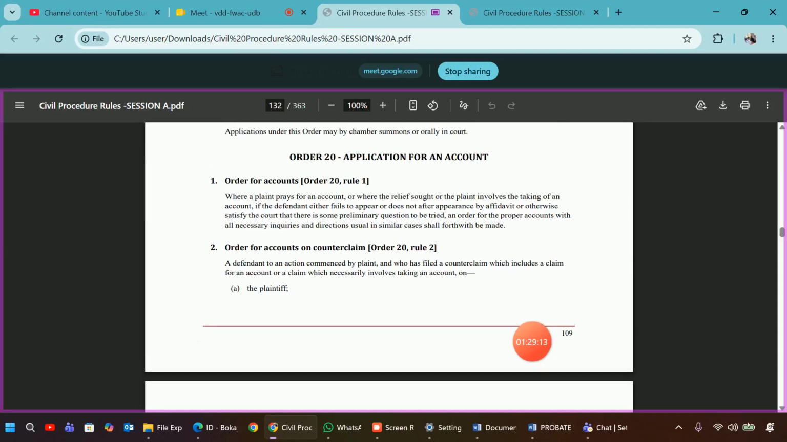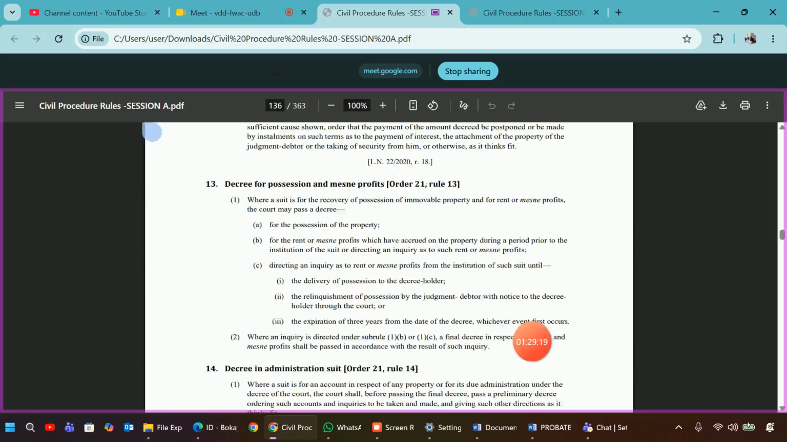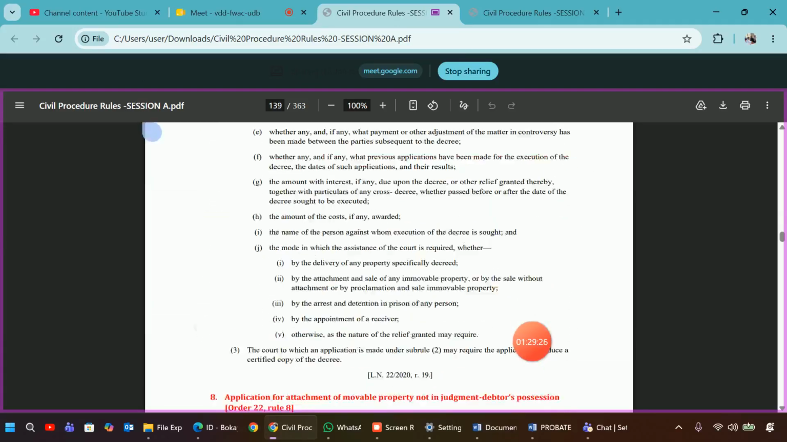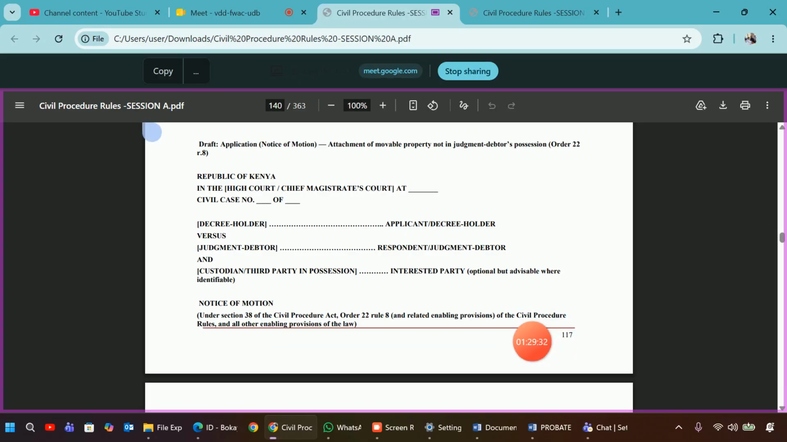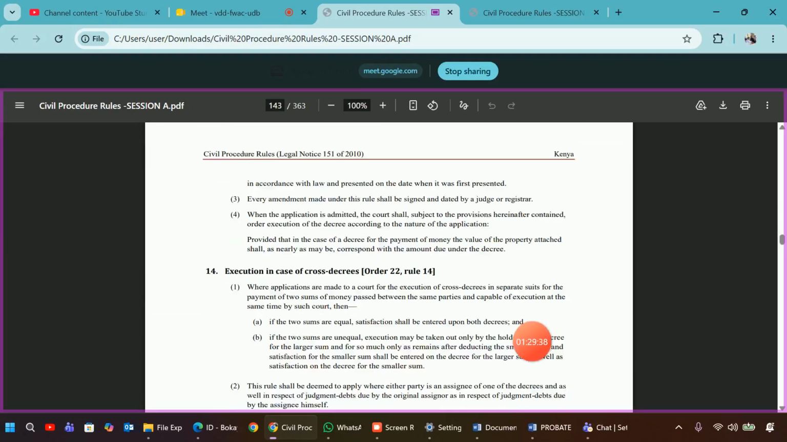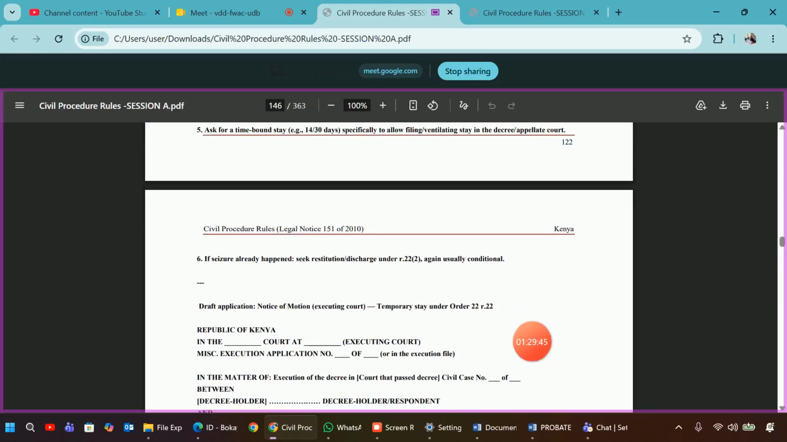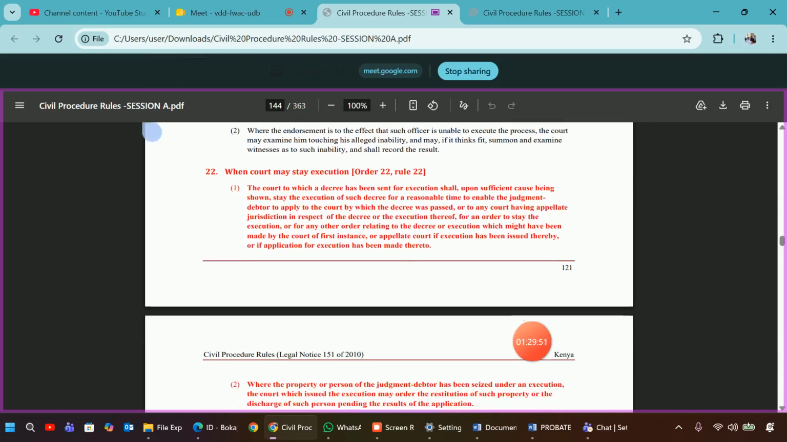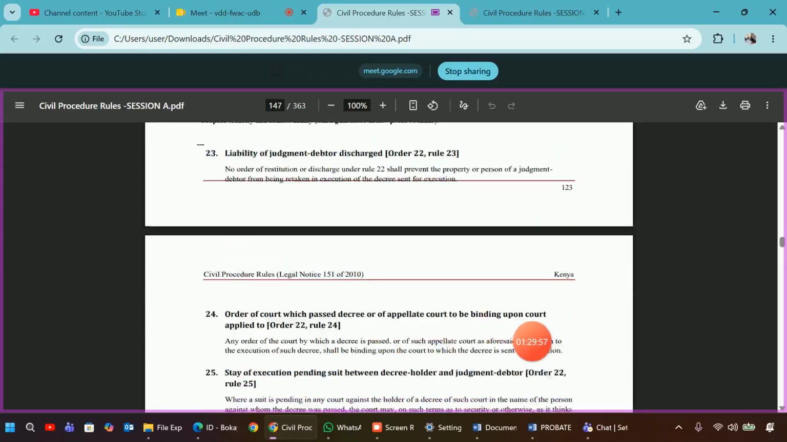We have application for an account. We have judgment and decree. We have execution of decrees and orders. How do you execute? We have attachment of movable property not in judgment debtor's possession. The examiner will make sure to see whether you know how to do an application for execution where the property is not in the possession of a judgment debtor. When court may stay execution, what are the timelines? What are the factors to consider in your grounds?